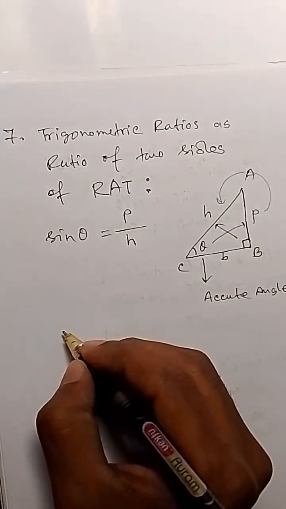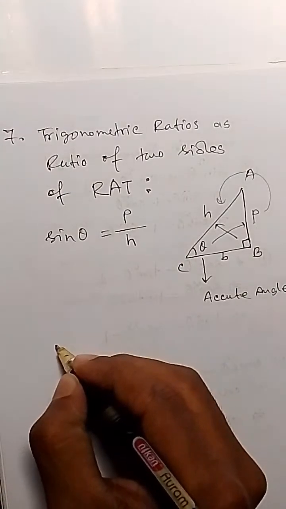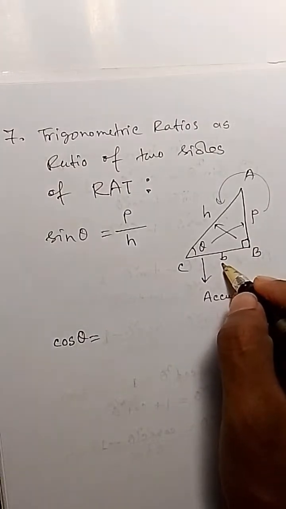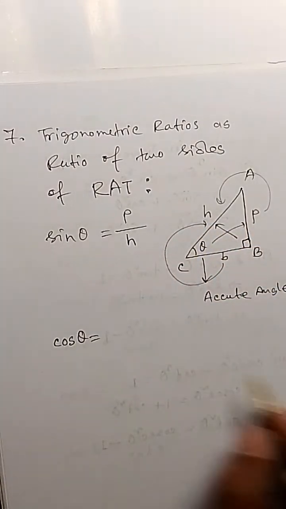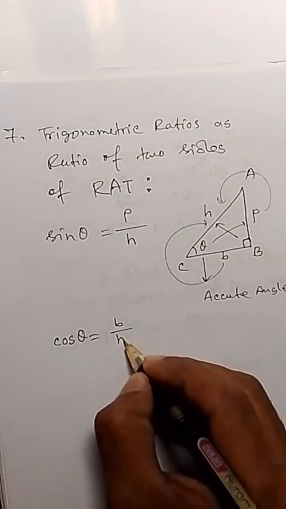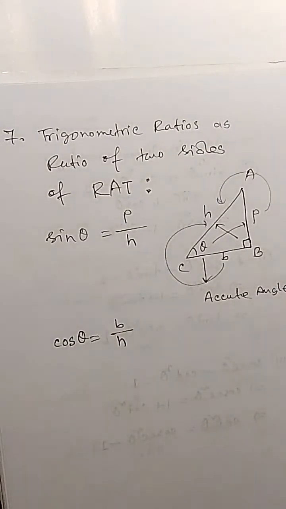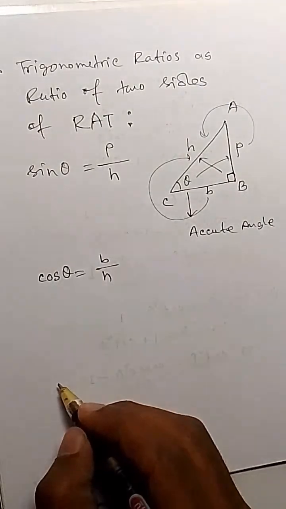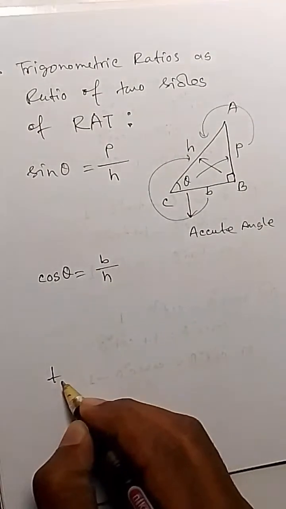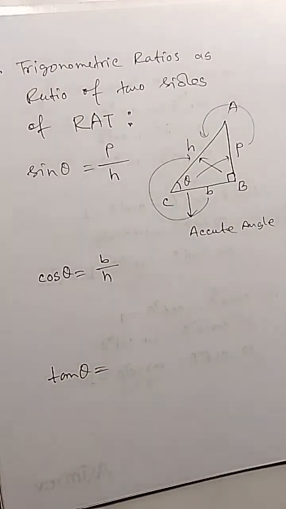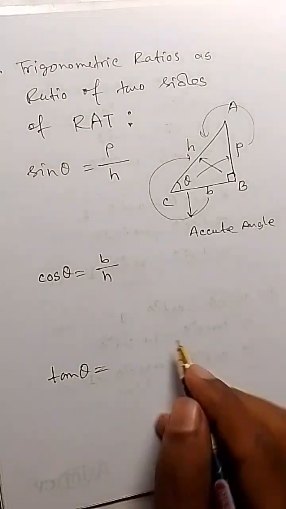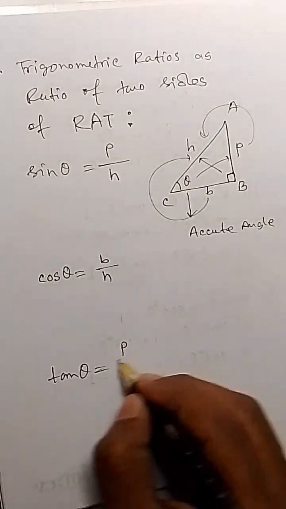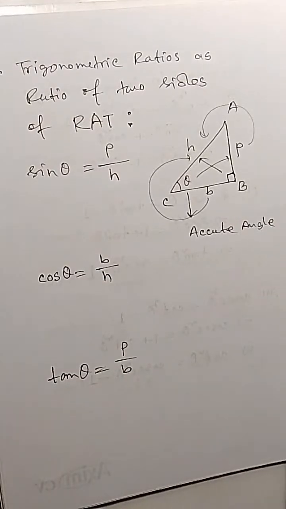And then cos theta is equal to the base divided by hypotenuse. So base divided by hypotenuse. And here we have tan theta. So tan theta is the ratio of perpendicular and the base.